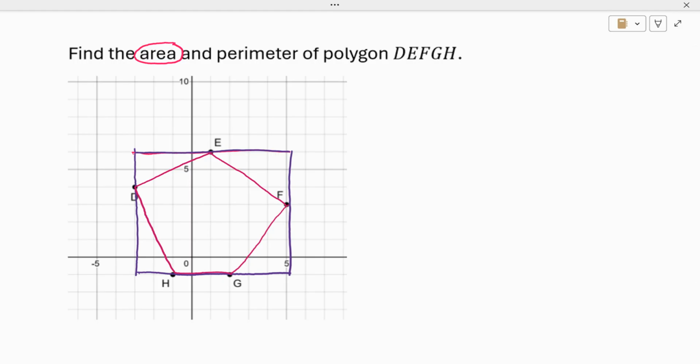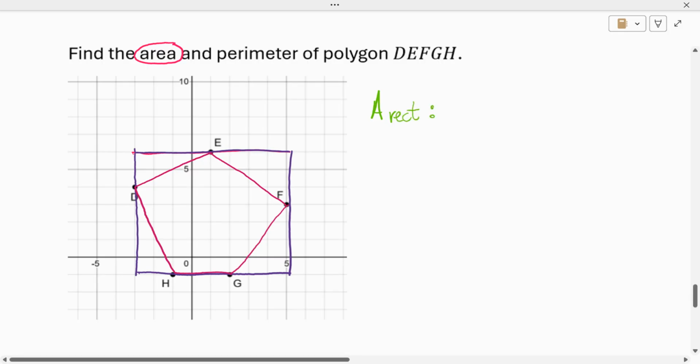So when we took that pentagon D, E, F, G, H, and we turned it into a rectangle, what have we created? What did we add to that? 4 triangles. So we're going to have to calculate the area of the rectangle and then subtract out what? Some triangles, 4 of them. Okay, so let's calculate the area of the rectangle.